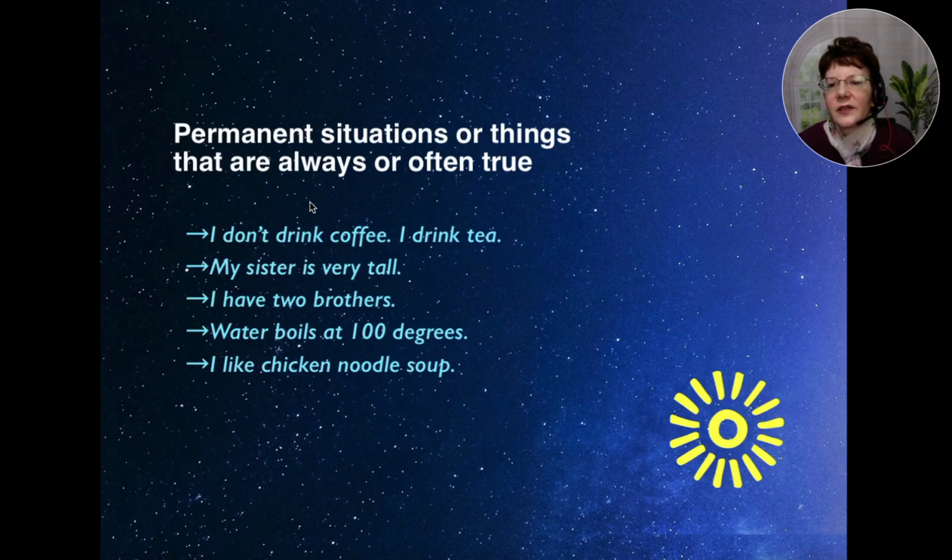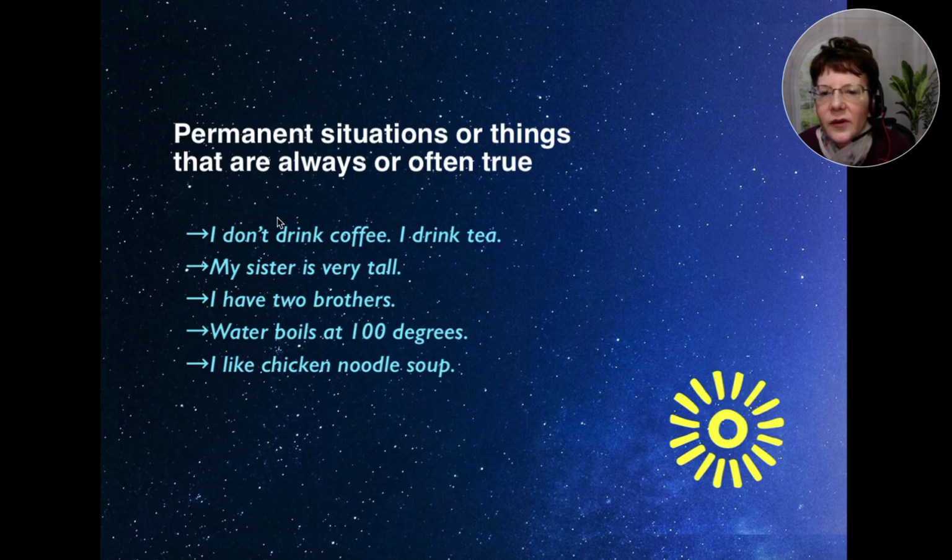All right. And the next main use is for permanent situations or things that are always or often true. So, for example, I don't drink coffee. I drink tea. And then we have my sister is very tall. I have two brothers. Water boils at 100 degrees. This is a permanent situation. It's always true. Or I like chicken noodle soup.